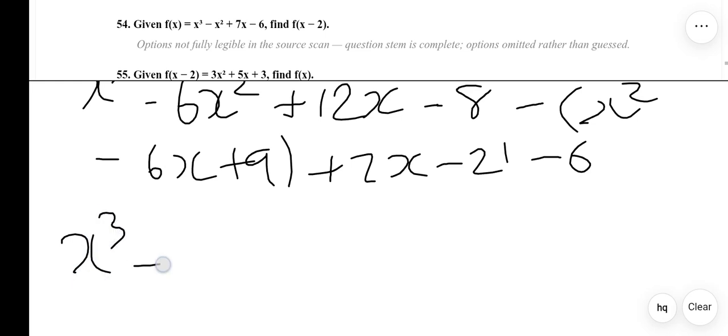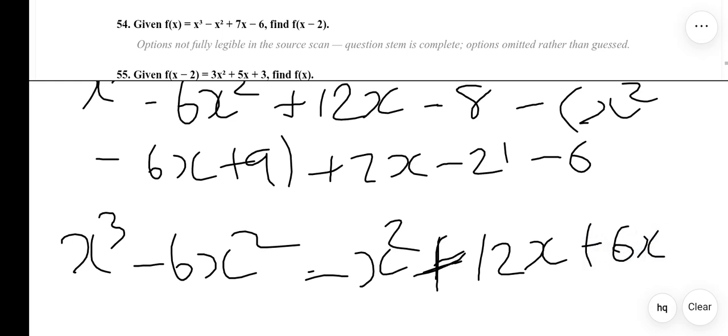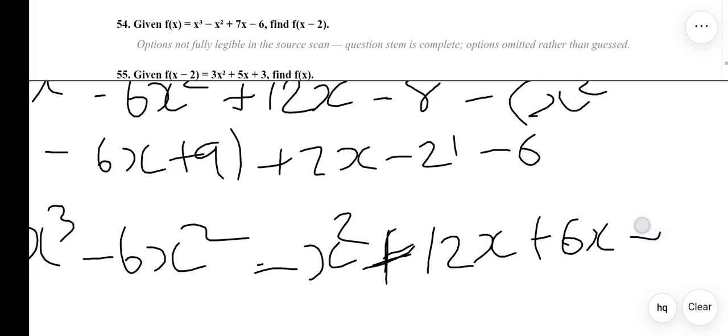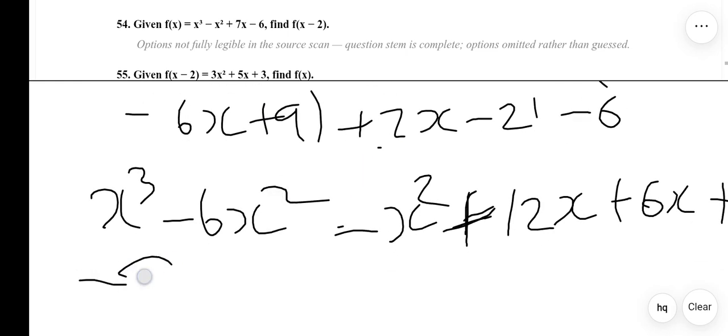So this is s cubed minus 6s squared. This minus times s squared will give me minus s squared. So I'm collecting like terms at once, plus 12s. This minus times minus here will give me plus, that will be plus 6s with this plus 7s that is there. So also I have this minus times plus here will give me minus 9, minus this 14, minus 6.